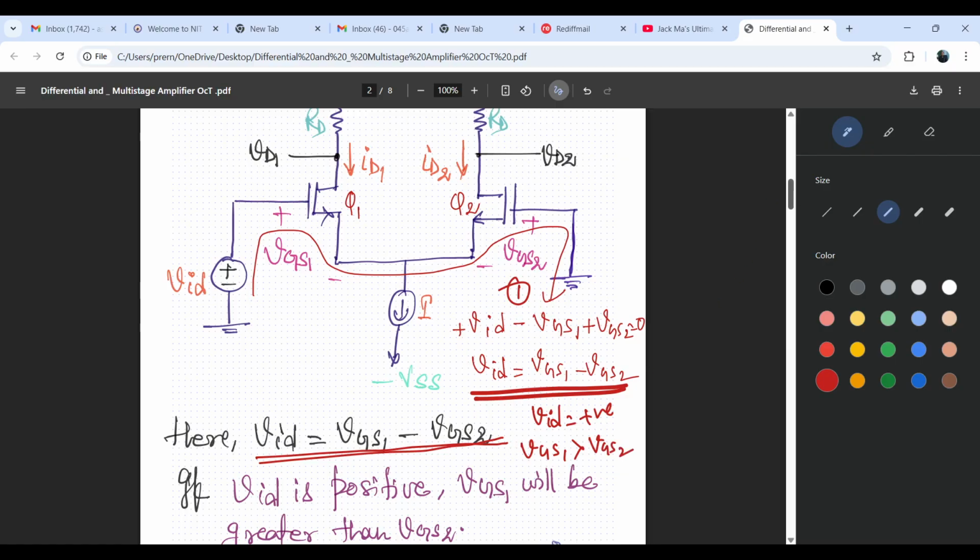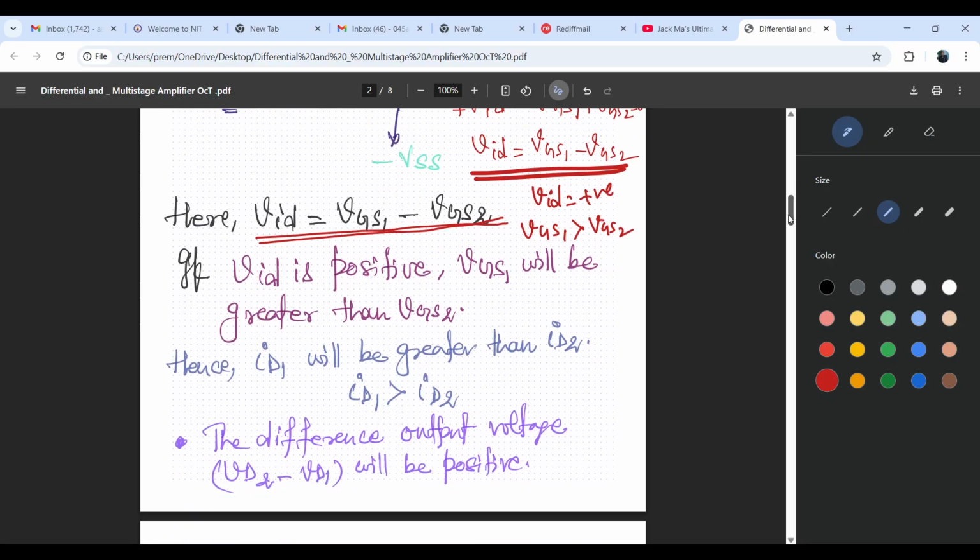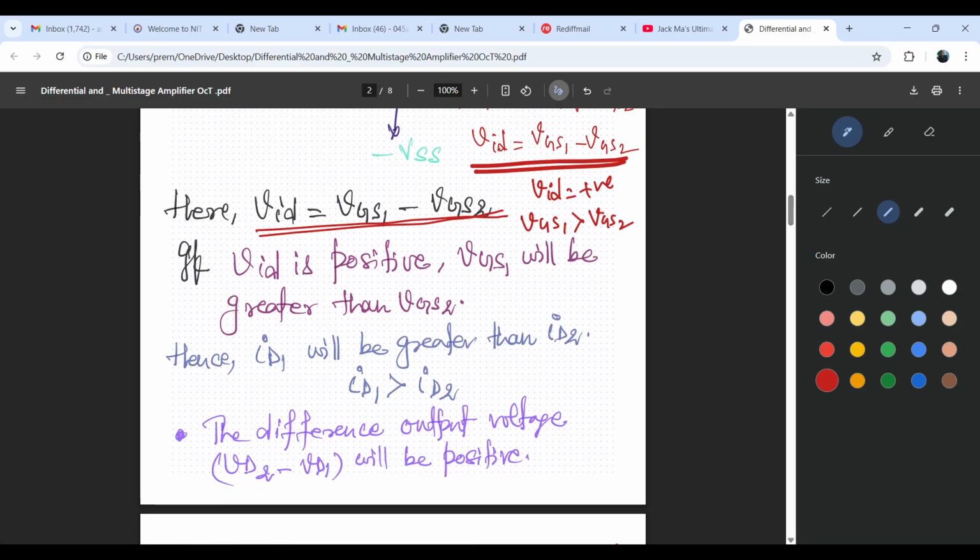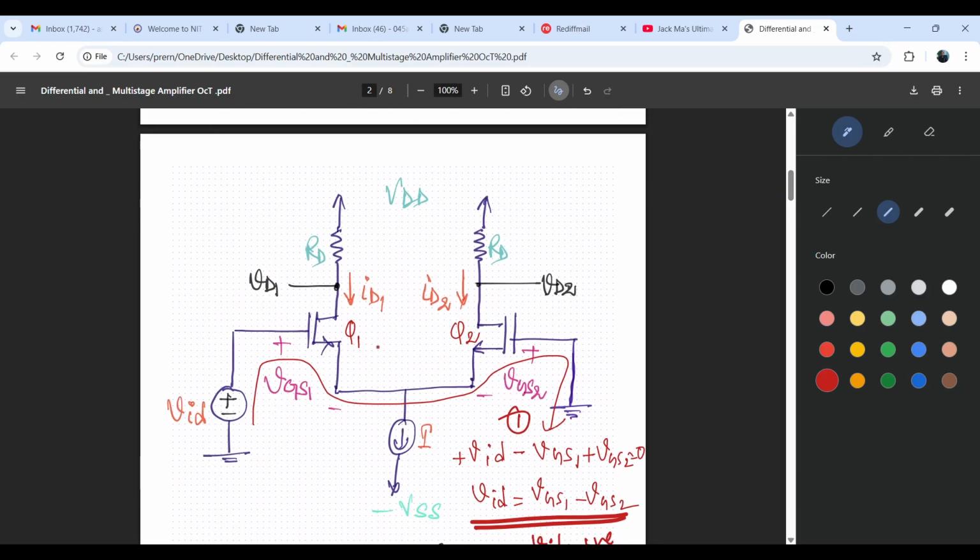The same statement is written here. When VID is positive, VGS1 is greater than VGS2. And if VGS1 is greater than VGS2, then the current ID1 is also greater than ID2.